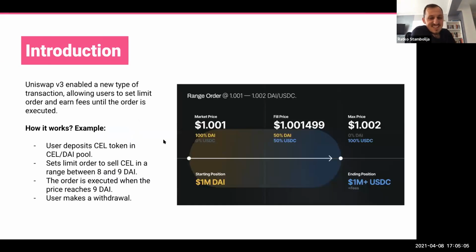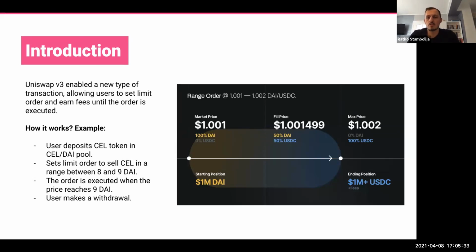Next slide, please. So a bit of intro. With Uniswap version 3 comes a new type of transaction called range orders, which basically allows users to set a sort of limit order and earn fees until the order is executed completely.